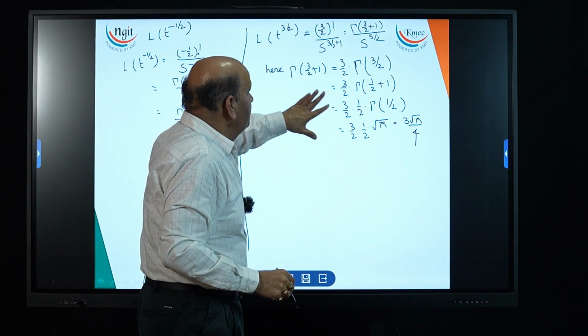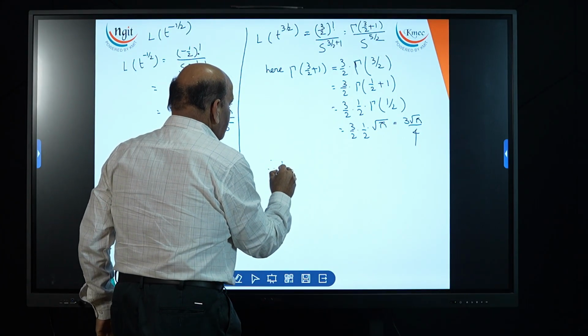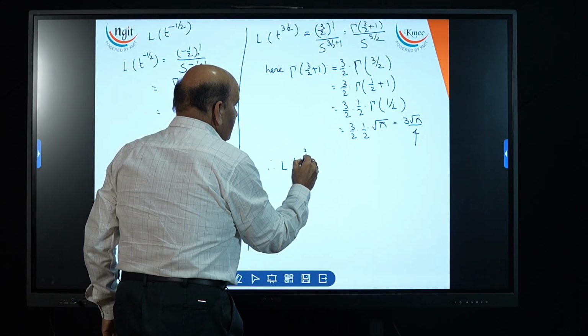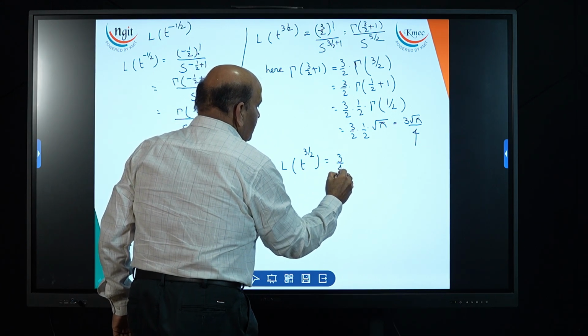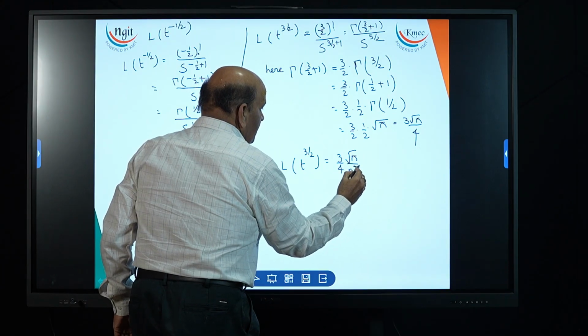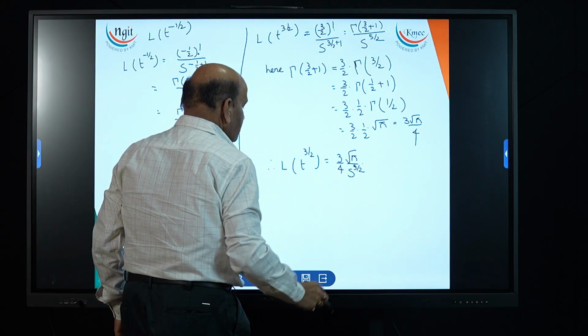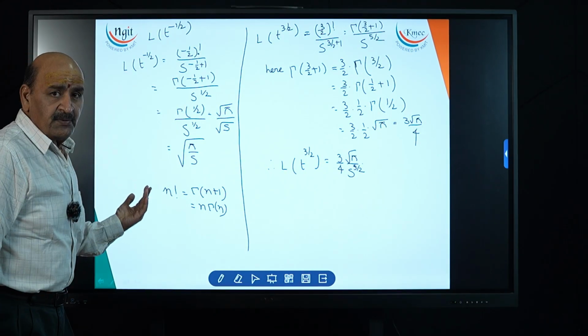Now substitute this value in that problem. Therefore, L of t power 3 by 2 is equal to 3 by 4 root pi by s power 5 by 2. This is the output of this problem.